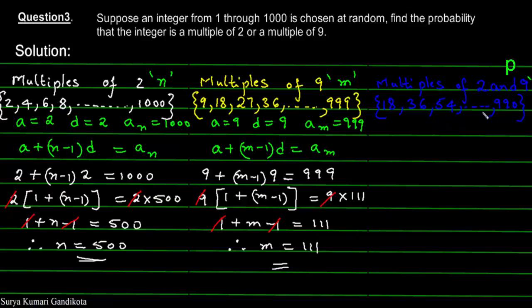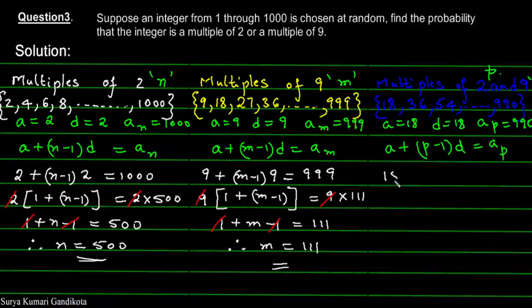Now let us find the multiples of 2 and 9. Here we have the formula to find p, the number of multiples of 2 and 9. So that will be a plus p minus 1 into d is equal to ap. Now what is a? The first term here is 18. The common difference d is also 18 and the pth term is 990. Now we shall put these values in this formula.